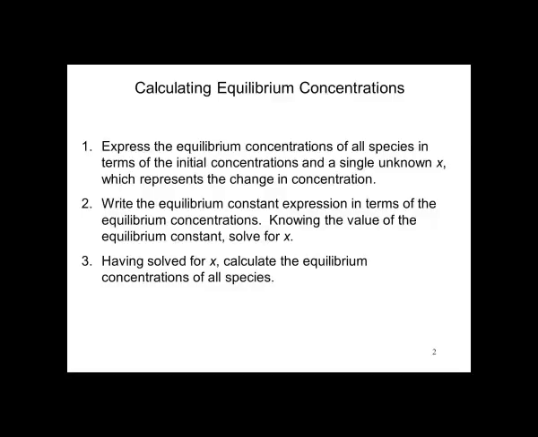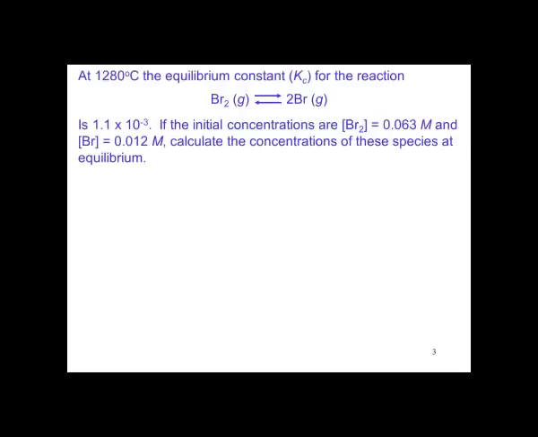Let's take an example. At 1280 degrees C, the equilibrium constant K sub C for the reaction Br2 in equilibrium with 2Br is 1.1 times 10 to the minus 3. If the initial concentration of Br2 is equal to 0.063 molar and the concentration of Br is 0.012 molar, calculate the concentration of these species at equilibrium. Let x be the change in the concentration of Br2.